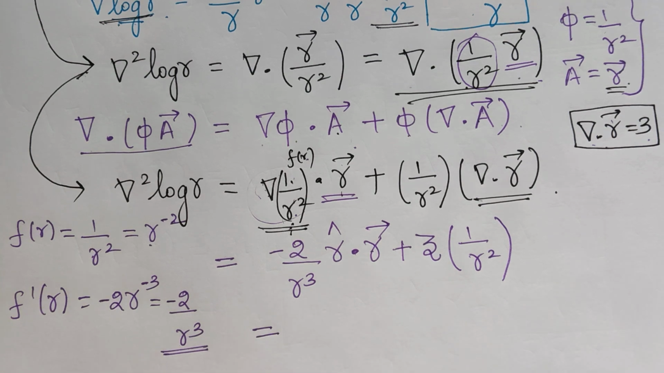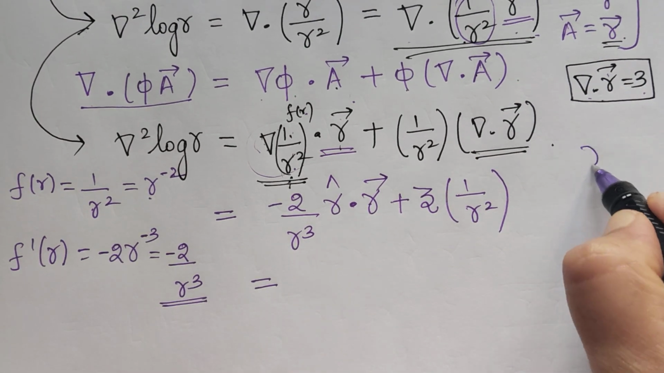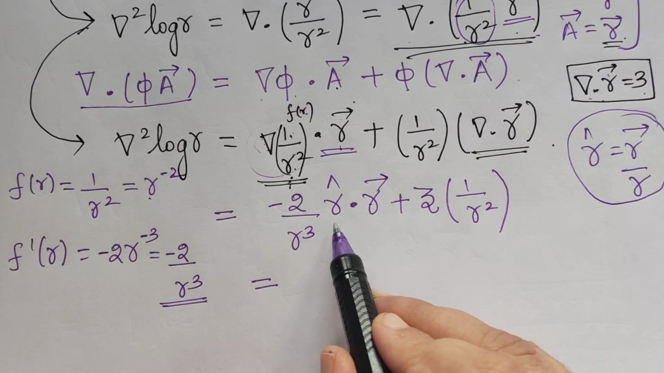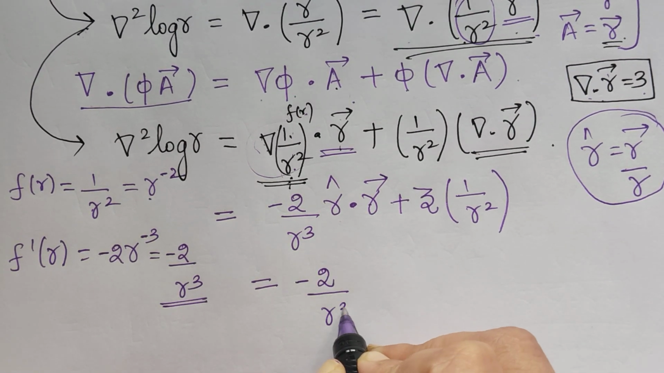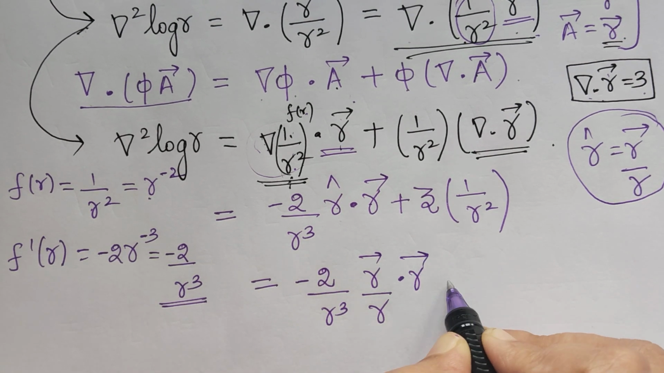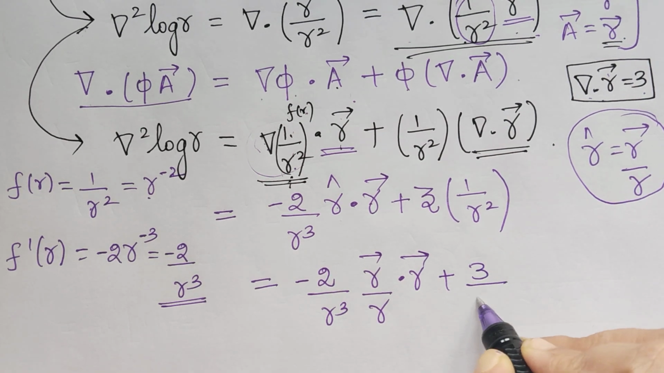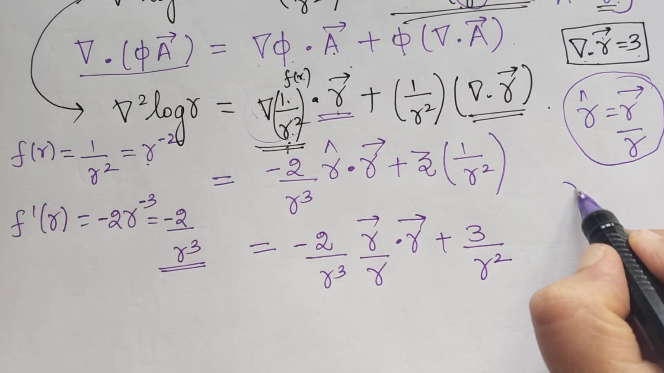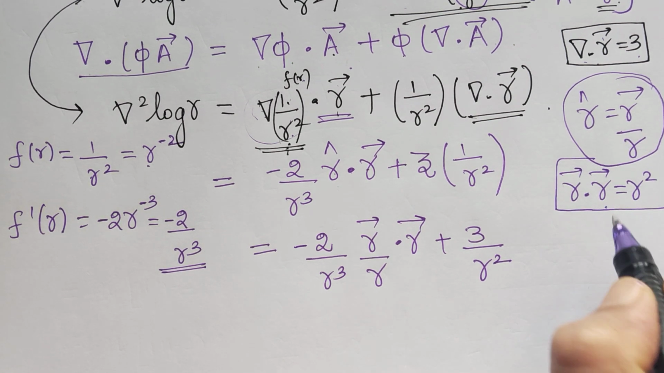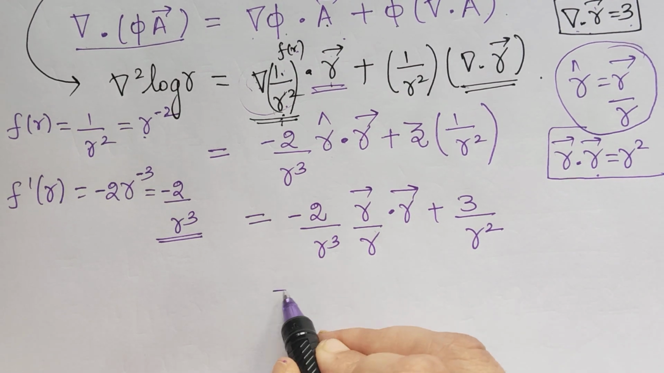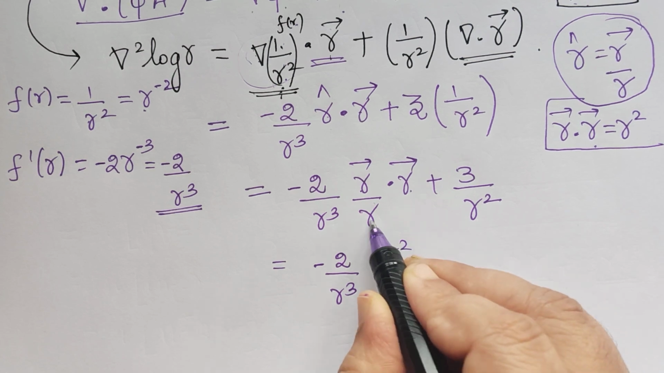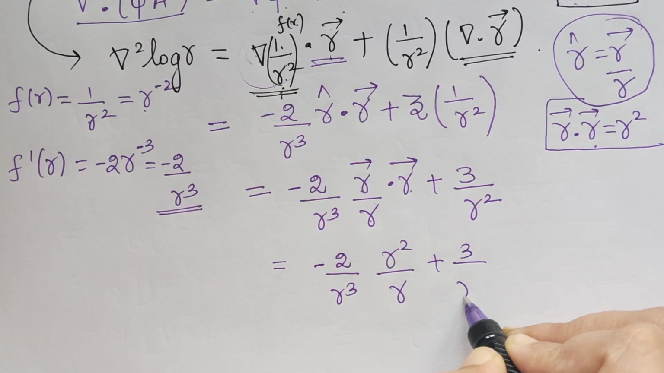Now we know that r cap is equal to r vector divided by r. So we shall make use of this now. So minus 2 by r cube, and r cap can be written as r vector by r, dot product with r vector, plus 3 divided by r square. Now what is r vector dot r vector? It is equal to r square. So this will be equal to minus 2 by r cube, r vector dot r vector is r square, divided by this r, plus 3 by r square.